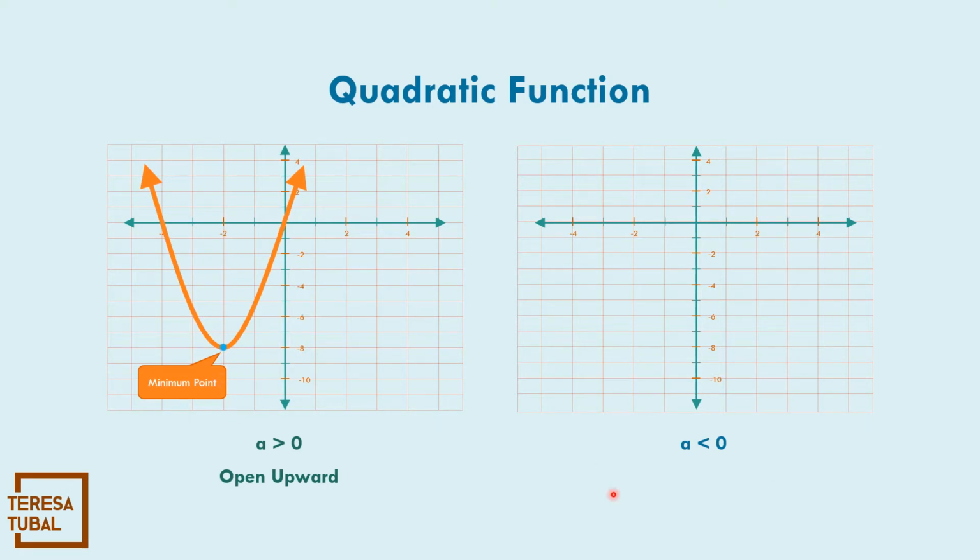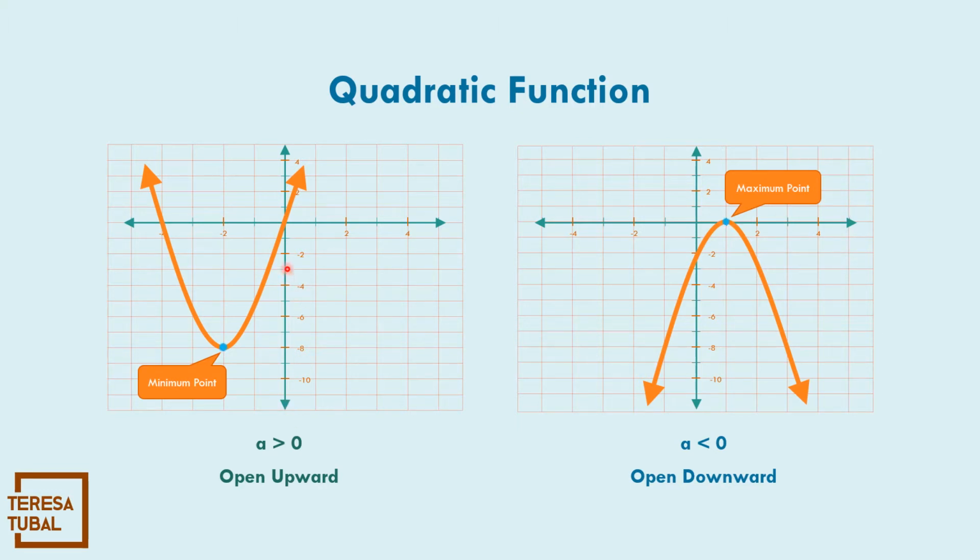How about if a is less than 0? So less than 0, that is -4, -5, -10. So it means the graph opens downward. So the parabola opens downward. So it means if it opens downward, this point is the maximum point.